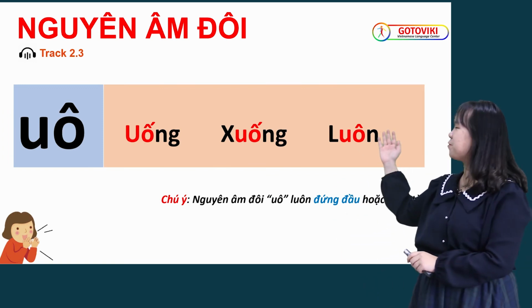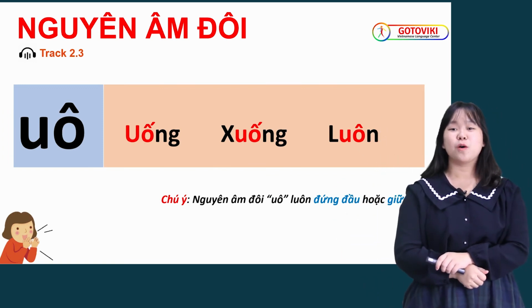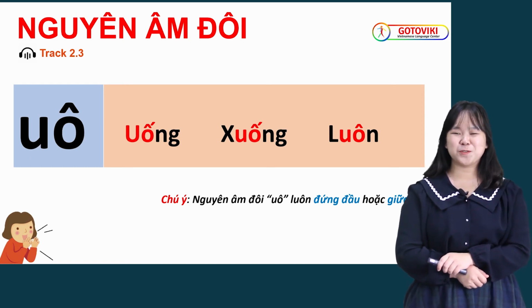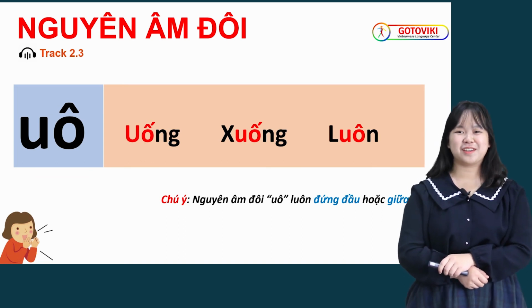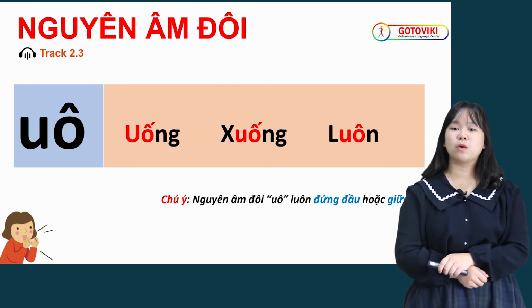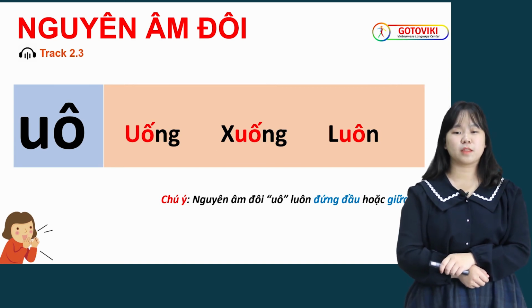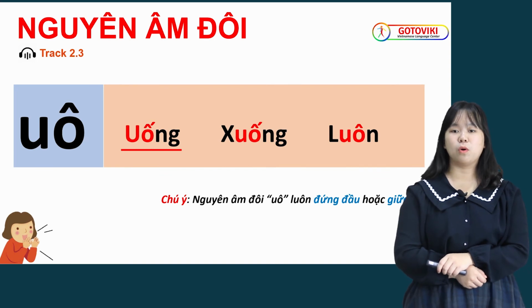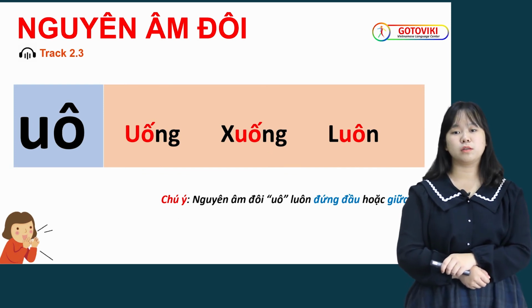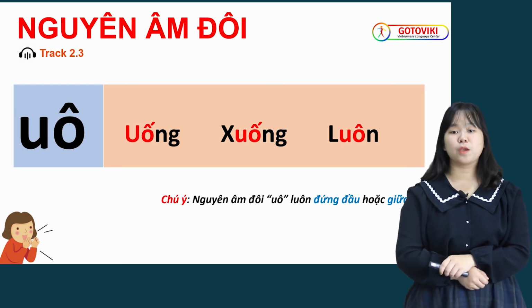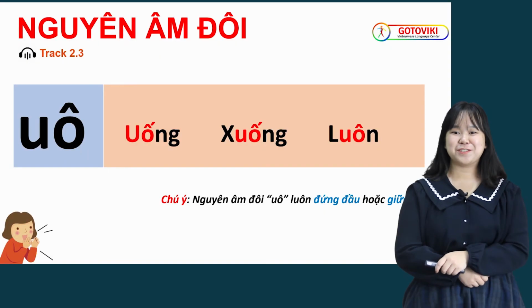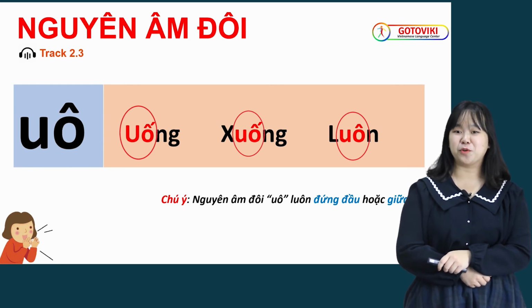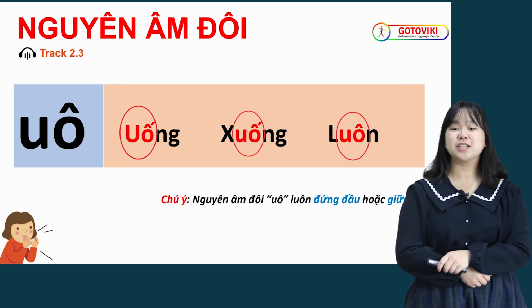Now, this is the second way to write the vowel U, which is made up of two letters, U and O. And this is also pronounced as U. Okay, repeat after me. U, U, U. For example, uống, xuống, luôn. Uống, xuống, luôn. Uống is to drink in English. As you can see from the example, the vowel U stays at the beginning or in the middle of the word.